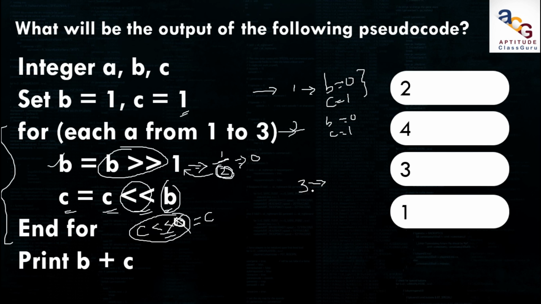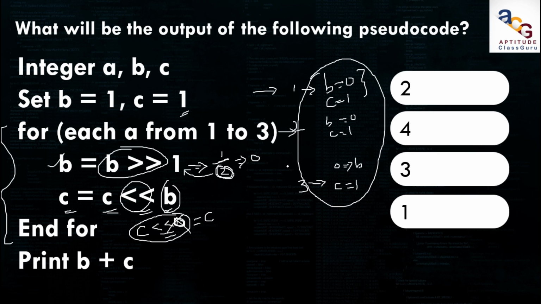Again in the third iteration also, B greater than 1. 0 cannot be divided by any number, so it remains the same. B value is 0. And again in the third iteration, C less than 0, nothing but Z, remains the same as 1. So all 3 iterations were completed.